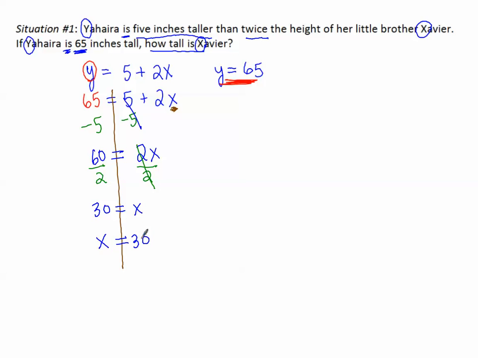X equals 30. But most importantly, this is a word problem. We want to answer the question, how tall is Xavier? Xavier is 30 inches tall.